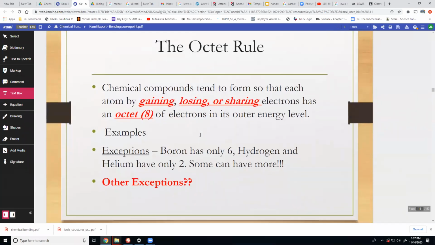So the octet rule, we've talked about that before: elements would like to have 8 valence electrons. That makes them very stable, like a noble gas. So the octet rule is where chemical compounds tend to form so that each atom, by sharing, gaining, or losing electrons, will end up with their octet.